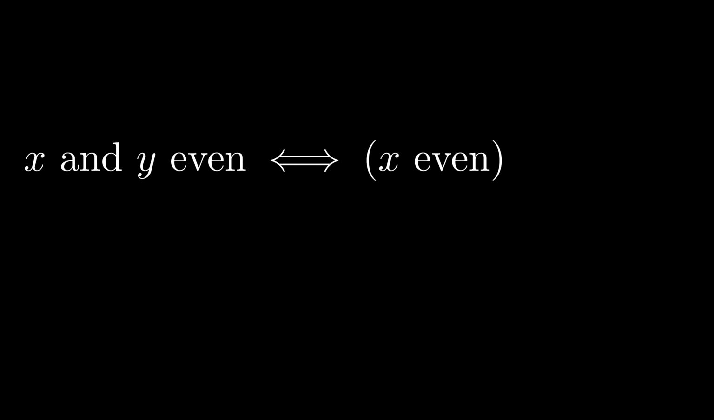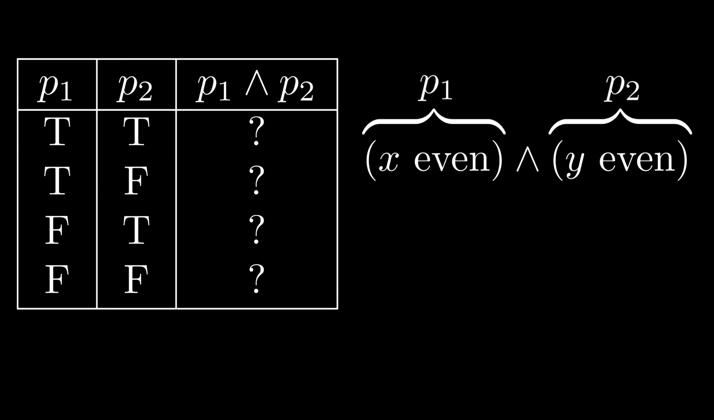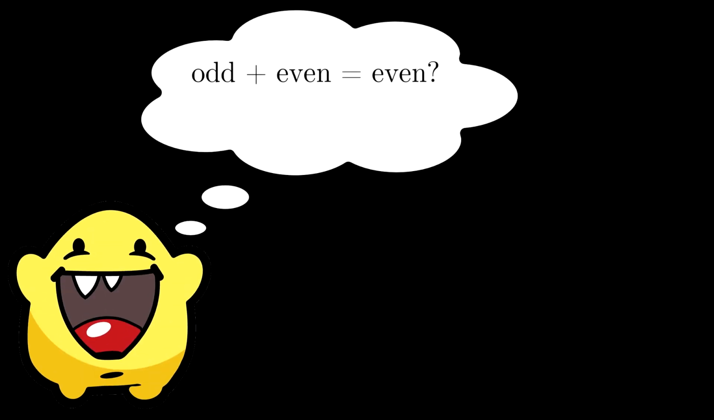By the way, this can be shown through an exercise using truth tables, which I highly encourage you to try out on your own. I'll give a hint. The statement x and y being even is the same as x is even and y is even. This means that the statement now reads as, if at least one of x or y are odd, then their sum is even. And so now we ask, is it possible to take two numbers, where at least one of which are odd, take their sum, and end up with an even number?